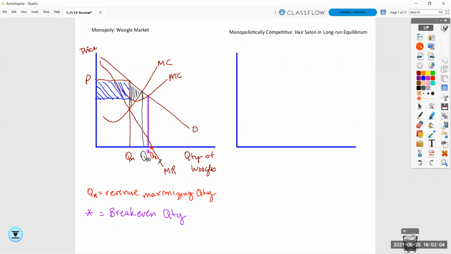When you go to explain, you don't have to mention the total revenue test because you're actually using the graph. So you can simply say the demand is elastic because at that quantity, the marginal revenue is greater than 0, or the marginal revenue is positive.